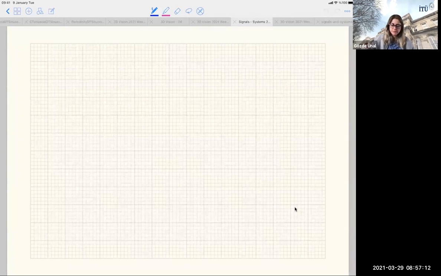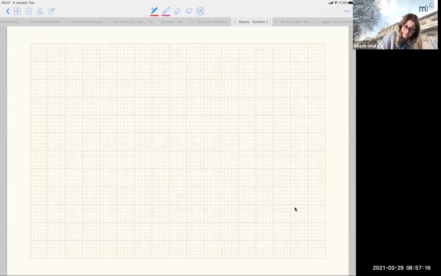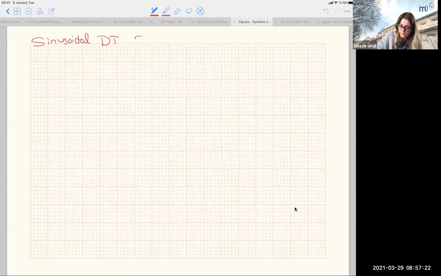So, okay, now the important thing is sinusoidal discrete time sequences. This is what we wanted to study today. So discrete time. First, maybe let me write the continuous time version.